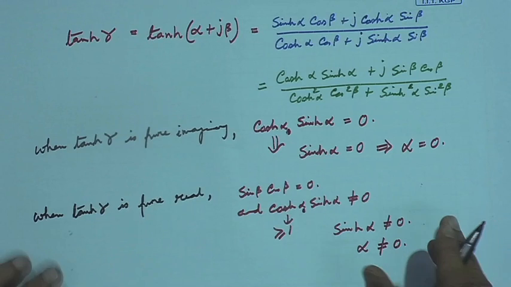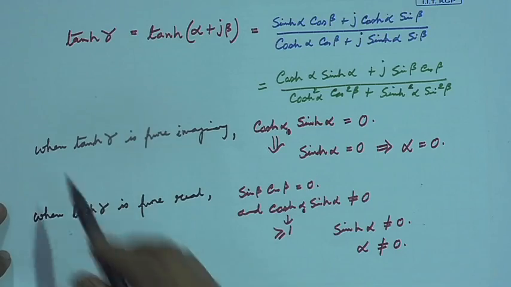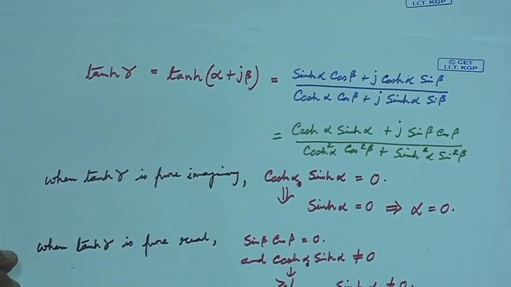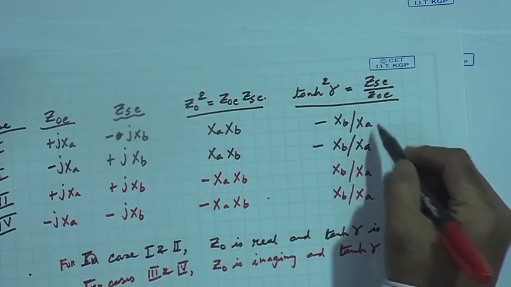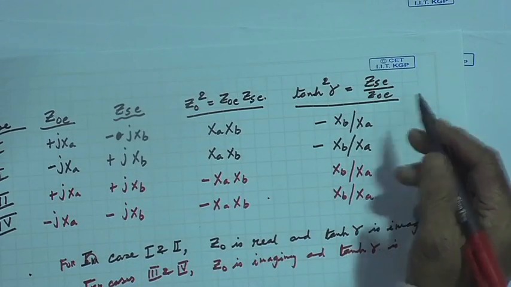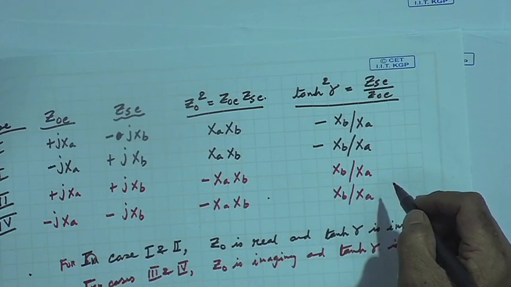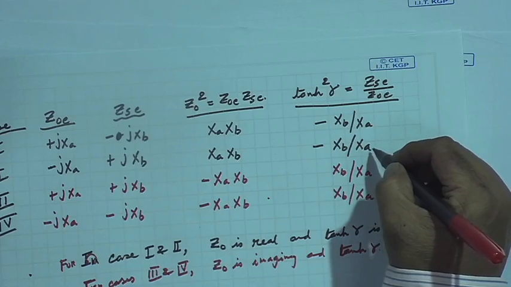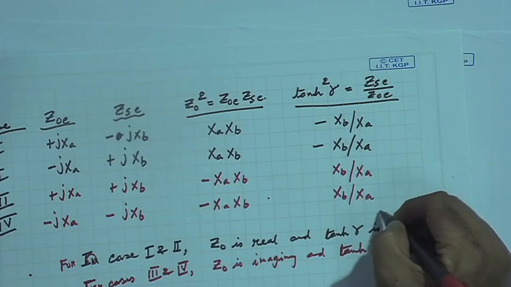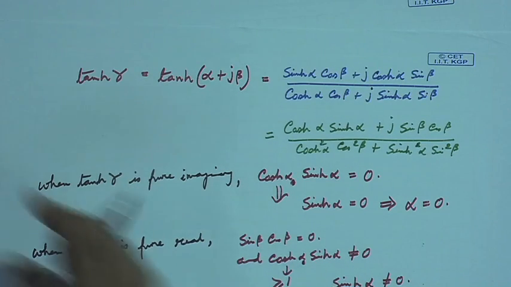Alpha non-zero means the attenuation constant is non-zero, that means there is attenuation. So, that proves the theorem. Let me go to my cases. In this case, when Z naught is real, there will be no attenuation, and when Z naught is imaginary, there will definitely be attenuation. So, can I not say that this is my pass band condition and this is my stop band condition of a filter? So, I will do that.